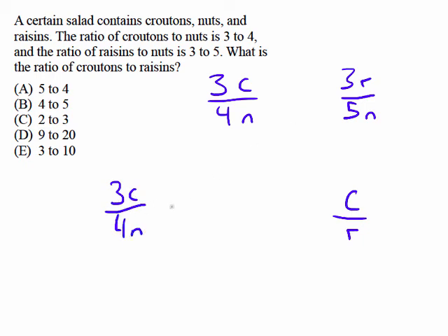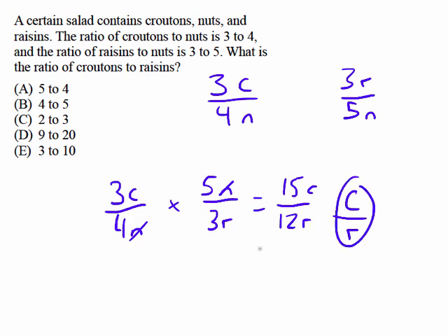So I'm going to say times 5 nuts over 3 raisins, and that's going to give me, canceled nuts, 15 croutons over 12 raisins. Croutons over raisins like I wanted. And then same as before, I simplify 15 over 12 to 5 croutons over 4 raisins. Still A. Cool? I think it's cool. You can do it the first way if you want.